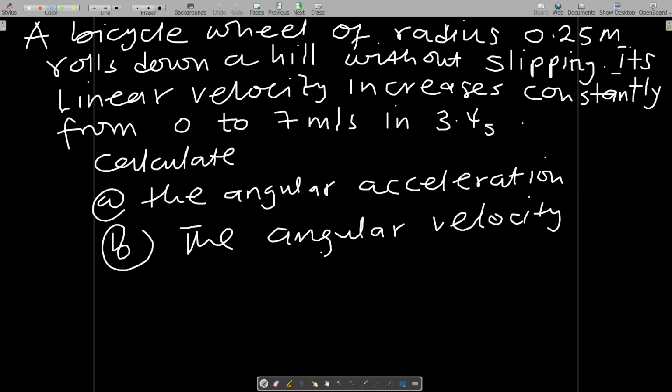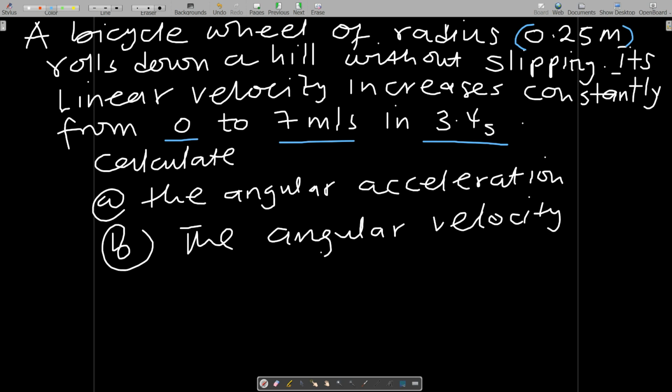A bicycle wheel of radius 0.25 meters rolls down a hill without slipping. Its linear velocity increases constantly from 0 to 7 meters per second in 3.4 seconds. Let's try to fish out the variables given: the radius, the velocity increasing from 0 to 7 meters per second, and the time of 3.4 seconds. So you are supposed to find the angular acceleration and the angular velocity.